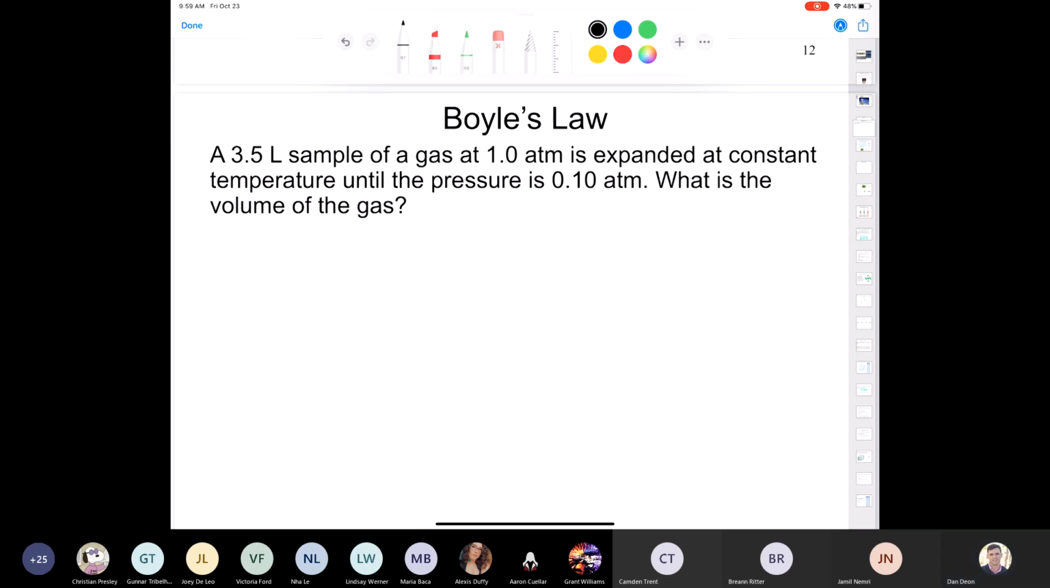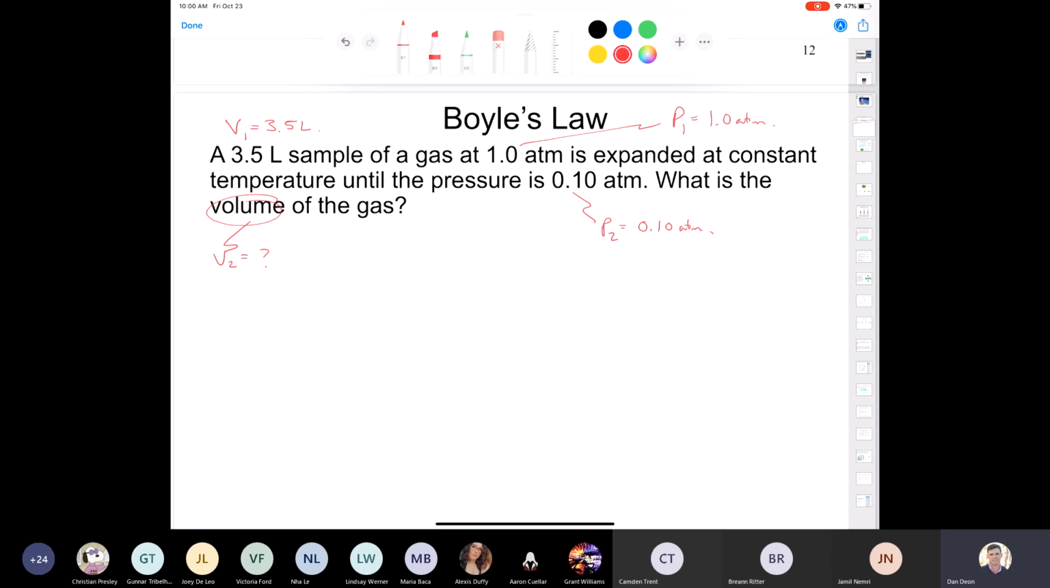There we go. Boyle's Law: we've got a 3.5 liter sample of a gas at 1 atmosphere, and it is expanded at constant temperature until the pressure is 0.1 atmospheres. What's the volume of the gas? We're given our initial volume, so we're starting at a volume of 3.5, and our initial pressure is 1.0 atmospheres. They're asking us, what's the final volume? I'm going to call it V2 instead of VF. What is that when we are at a pressure of 0.10 atmospheres?